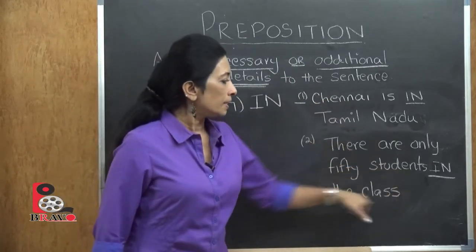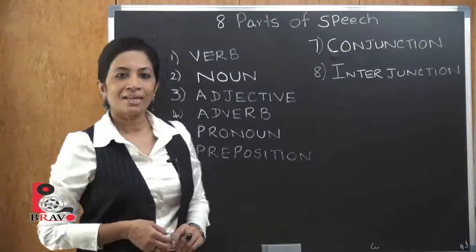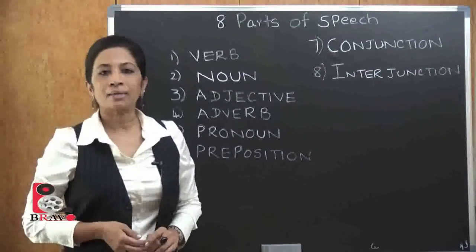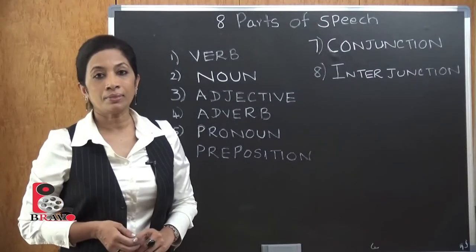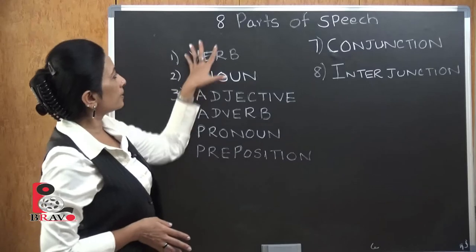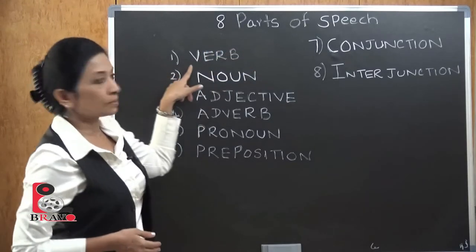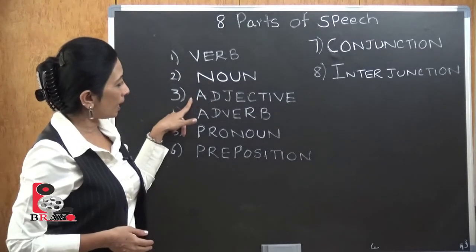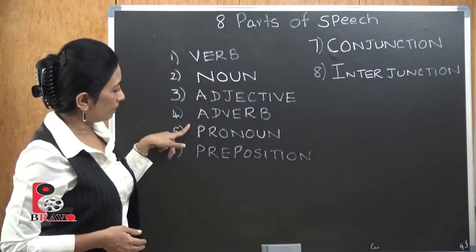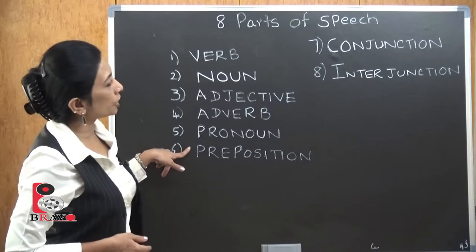Today we are going to learn the 8 parts of speech in English. In the English grammar there are 8 simple parts of speeches that we use commonly. The first one is the verb, noun, adjective, adverb, pronoun, preposition.